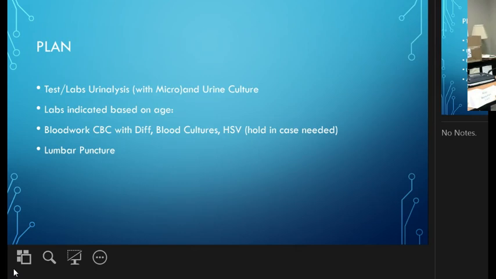Lumbar puncture. And also, we still need to get a blood pressure on this child due to his age. Put him on a cardiac monitor if he's available, and put him on a strict NPO status, all based on the fever guideline for 0 to 28 days.